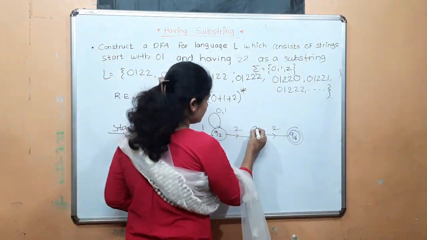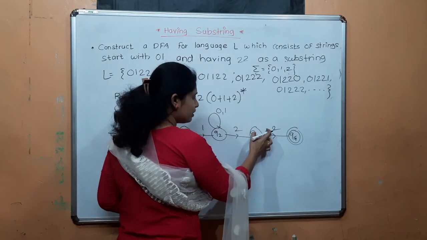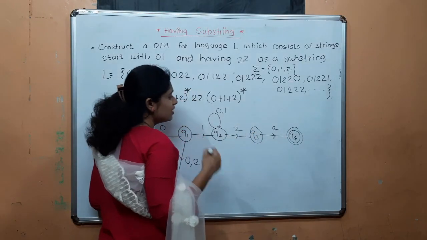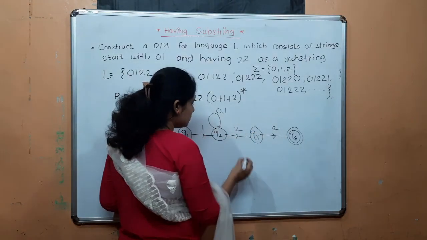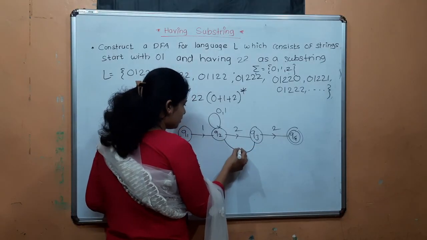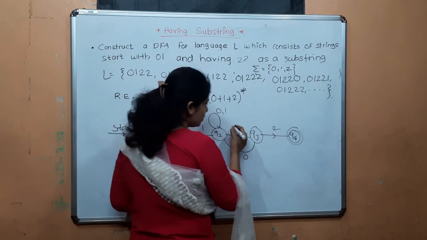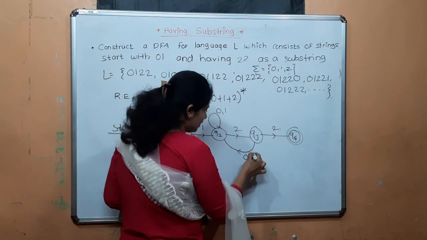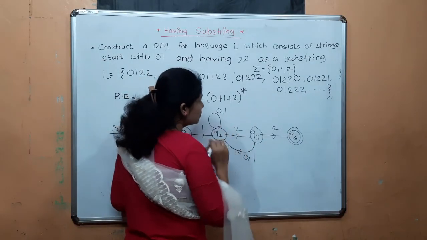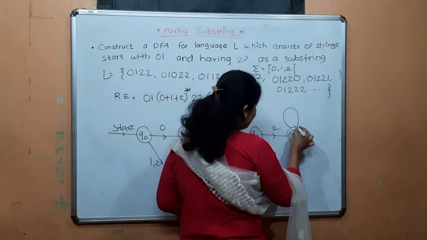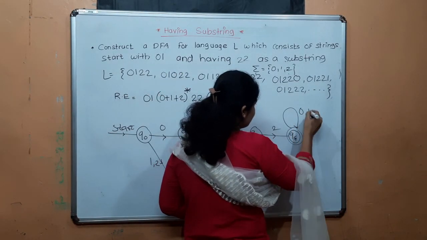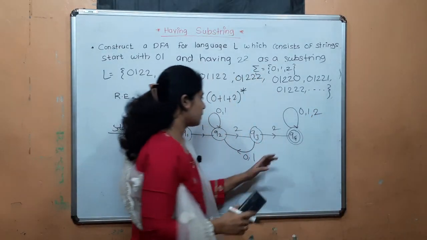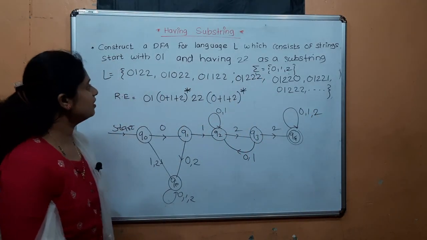Next, Q3. After this 2 will occur, it is already given. Then if 0 occurs, what can I do? I can give 0 here, 0, 2, 2. If 1 occurs, then here again I can give 1, 1, 2, 2. And there is no condition on the ending, so it can end with 0, 1 or 2. Okay, this is the transition diagram.